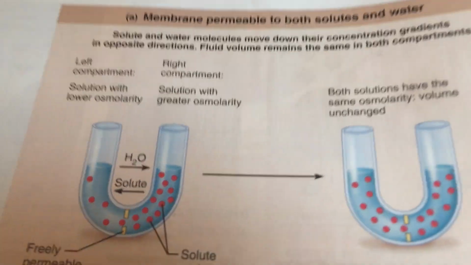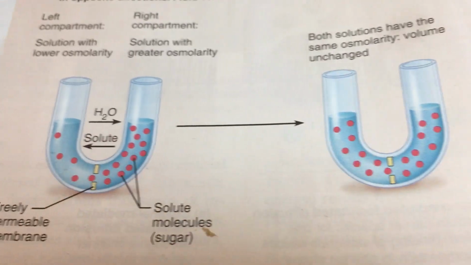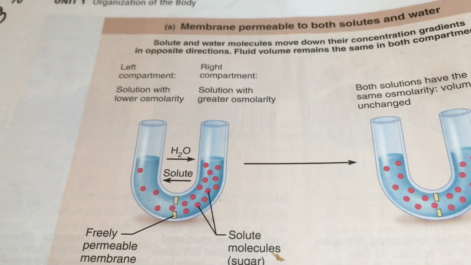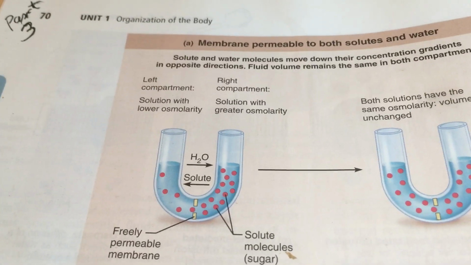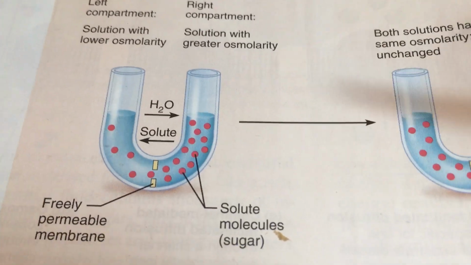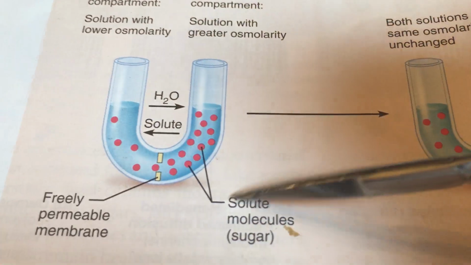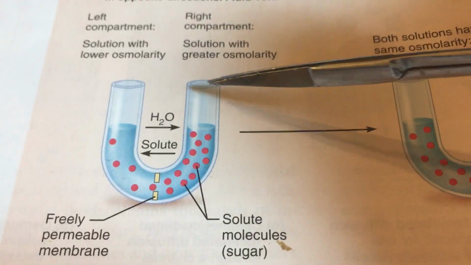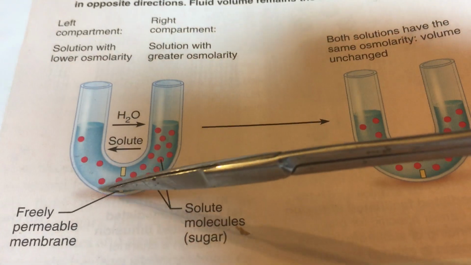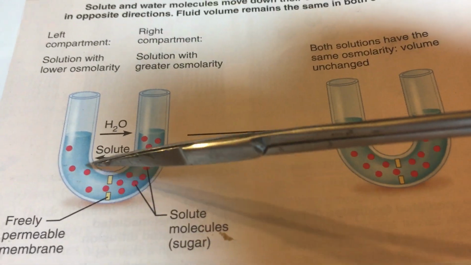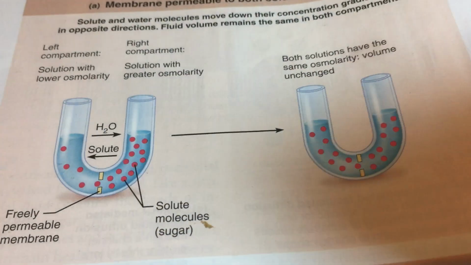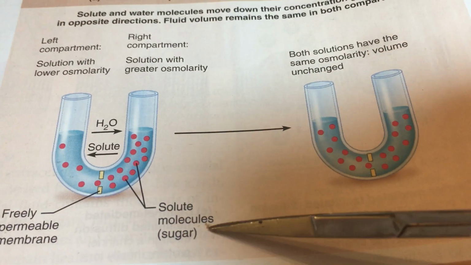So here we have a situation in which we want to move toward equilibrium, and in this case we have a U-tube, and I'm going to have my own version of a U-tube here in just a moment. But here what they've done is they've created a little barrier. Do you see that? On one side they have a lot of solutes, and on the other side they have only a few. So the concentration of water is greater here, and the concentration of sugar is greater on this side.